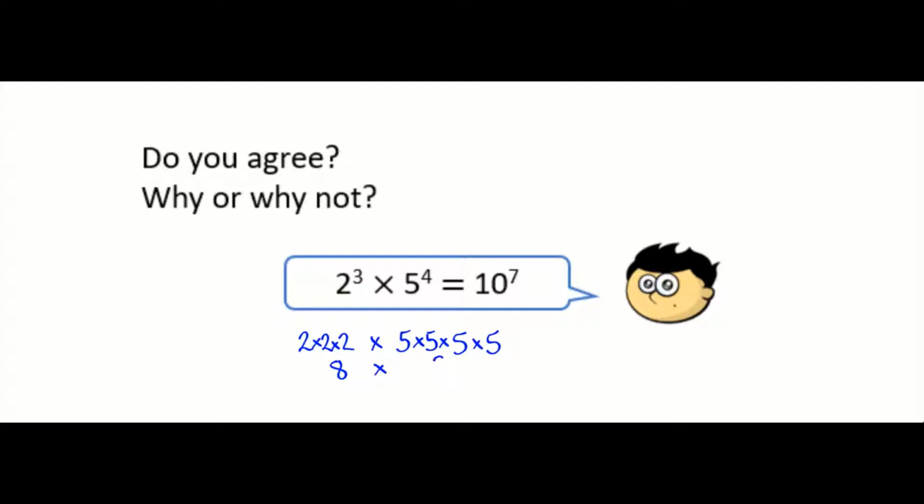An easier way of looking at this would be to say we could pair up these values. So 2 times 5 would be 10, another 2 times 5 would be another 10, and then we've got 2 times 5 times 5, so that's times 2 times 25. So that's going to give us 50 times 10 times 10, 50, 100 or 5,000, which is not the same as 10 to the power of 7.